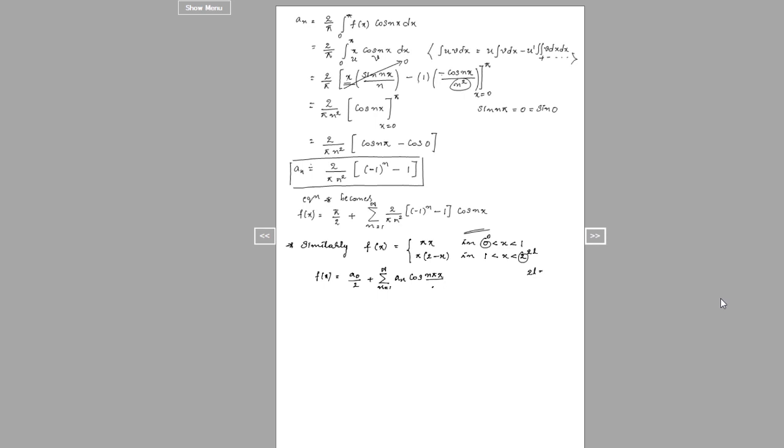Here 2l equal to what? 2. You can say that 0 to l, l to 2l. So l is 1 here. L can be defined directly. L value is 1. So a naught by 2 plus summation n equal to 1 to infinity an cos n pi x. Now you can find out a naught value and an value as we have studied earlier.